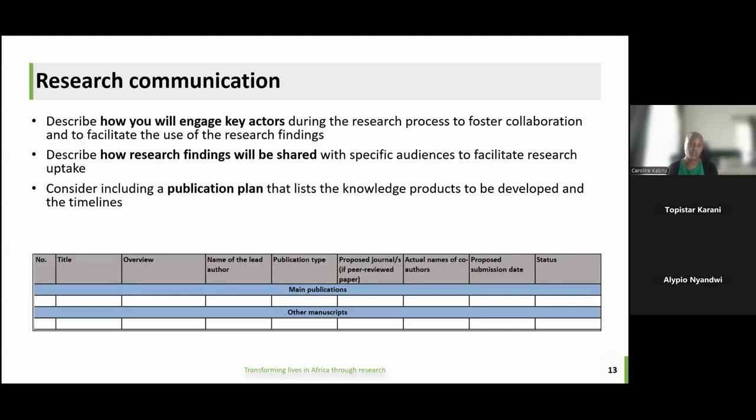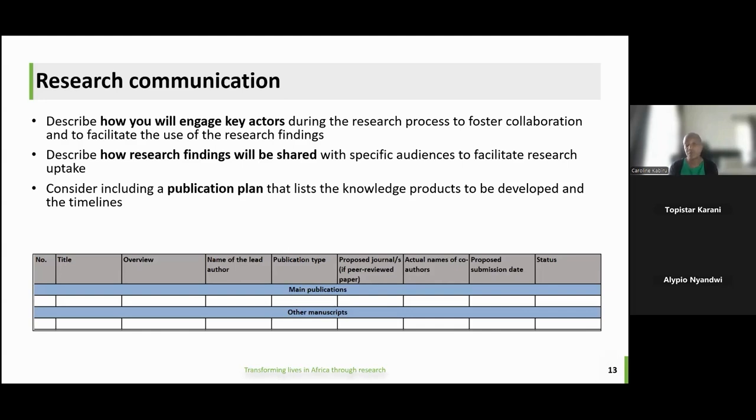But this is also useful because one of, I think, a common challenge in the science field is issues around authorship and publications. And so if you think about the main papers and who the authors are, and you can even discuss the order and that sort of thing earlier on, before the manuscript is written, I think you can avoid many challenges that come around with authorship.